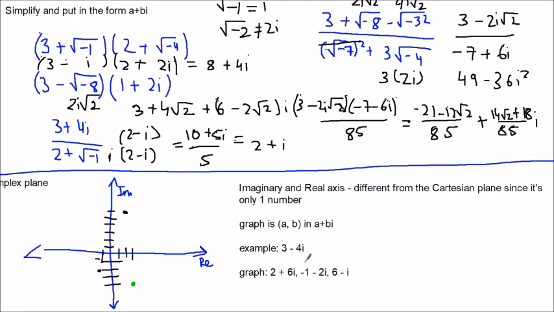Make sure you don't put the i and confuse yourself, right? It's not minus 1, minus 2, and then i has its own axis. No, it's just a and then b, right? So minus 1 plus positive 6, and then minus i, so it'll be right here. So 1, 2, and 3 points.